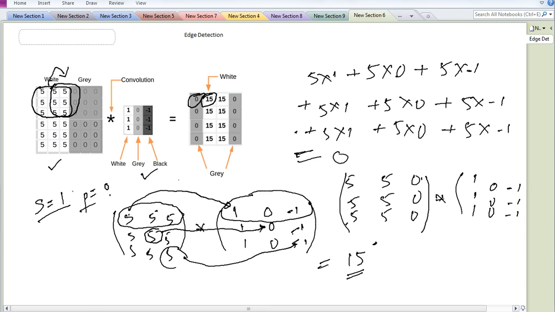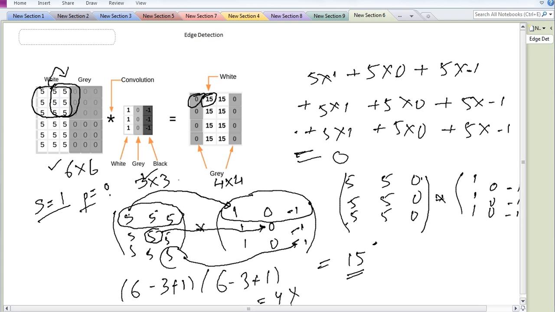So you started with a 6 by 6 input matrix, and you had a filter matrix which is 3 by 3. You get an output image that is 4 by 4. You can write this as 6 minus 3 plus 1, by 6 minus 3 plus 1. This gives the dimensions, which is 4 by 4. So this is the formula. 6 is the number of rows and 6 is also the number of columns here, and 3 is the size of the filter matrix.